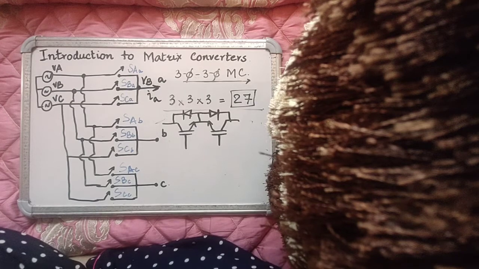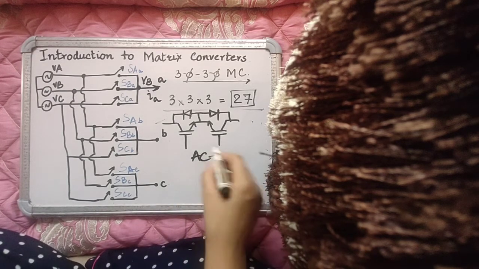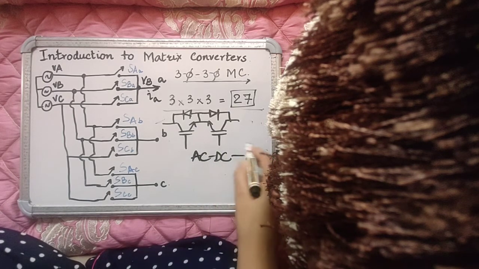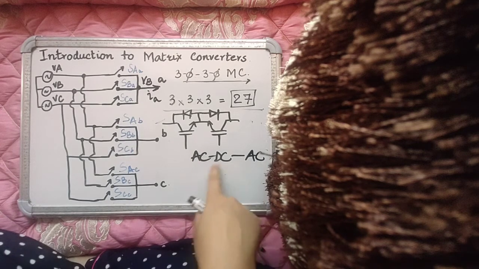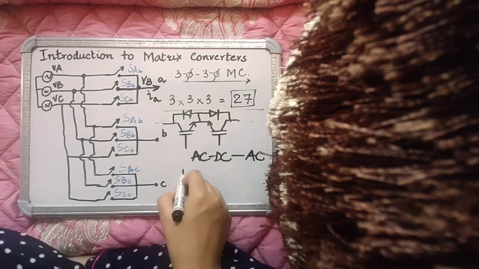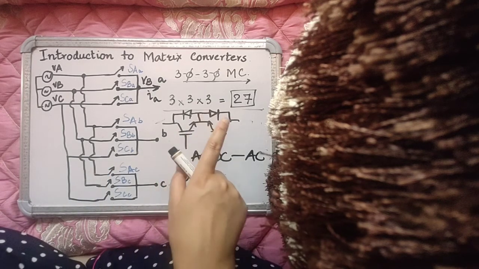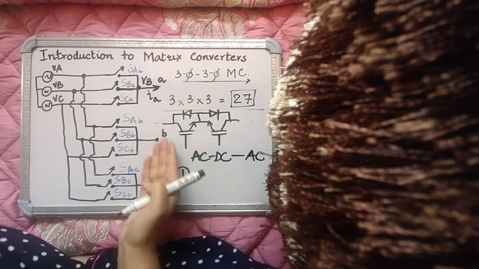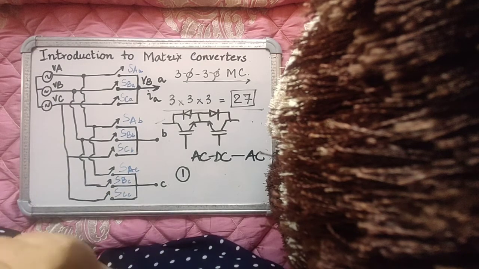Generally, if you want to do AC to AC conversion, you first convert AC into DC through a rectifier, then you use a DC link capacitor, and then you again convert it into 3-phase AC through an inverter. The advantage of using a matrix converter over the 2-stage AC-DC-AC conversion is, one, that the converter is inherently bidirectional. It uses bidirectional devices, which means that energy can not only flow from this side to this side, but it can also flow from the load side to the source side. So the load and source are interchangeable.